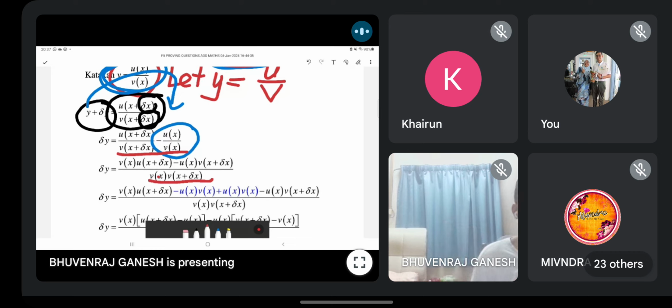We multiply both denominators. Then you do your normal maths, you just see what combination you can do. Okay, so this one is common, so you cancel off. So you have Vx times the top one, Ux plus delta x. Same thing happens here, Ux and then Vx plus delta x.